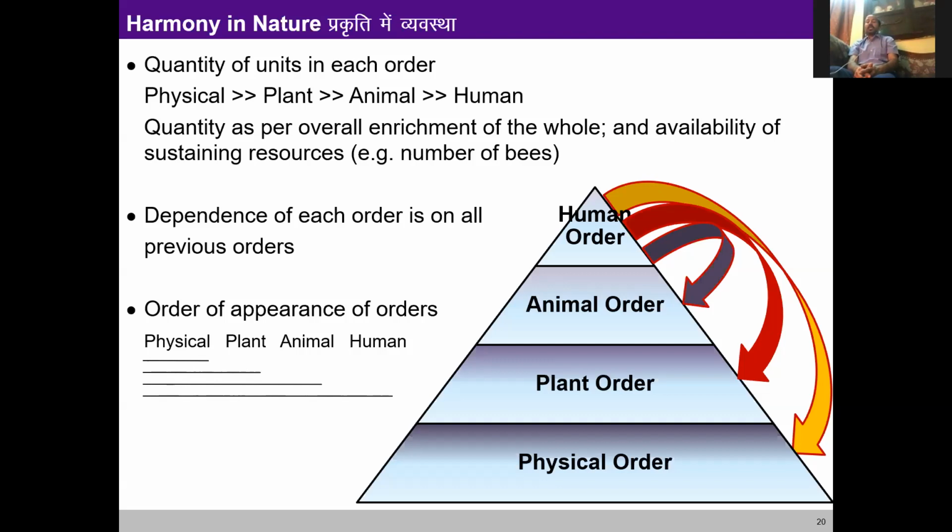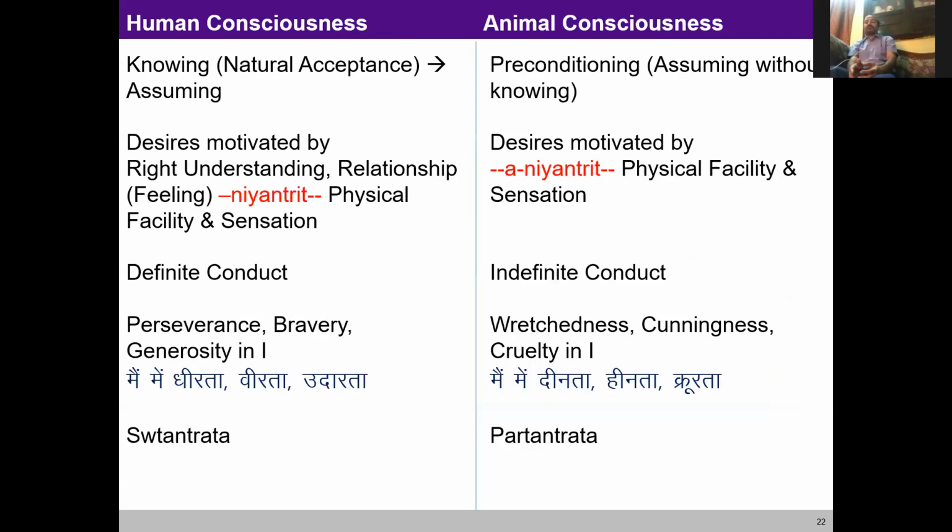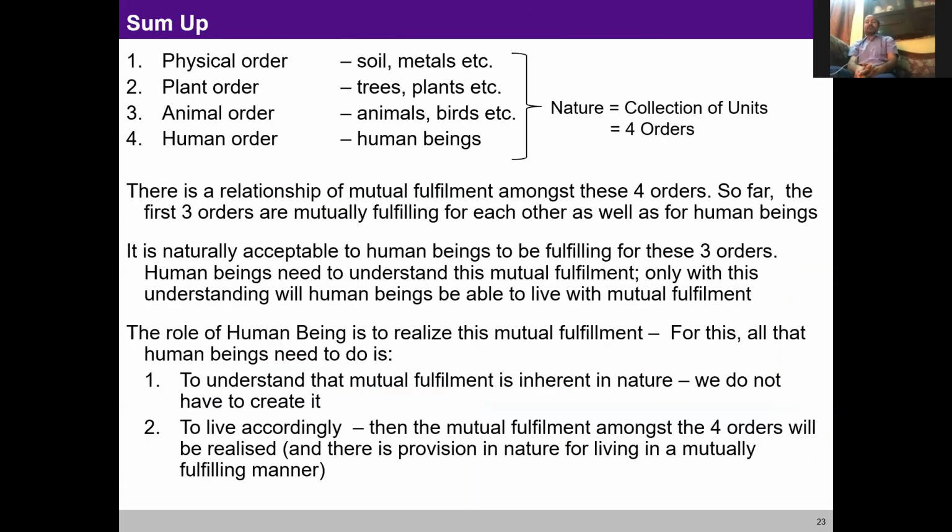Next slide, please. We have to be in harmony: human consciousness and animal consciousness. This is what I have already explained. Can we have the next slide, please? This is the sum up. When we are using nature, all the three orders, if the human being uses them properly, he can be in harmony, he can harmonize himself. So this is the sum up, that we have understood how we can be in harmony in nature.